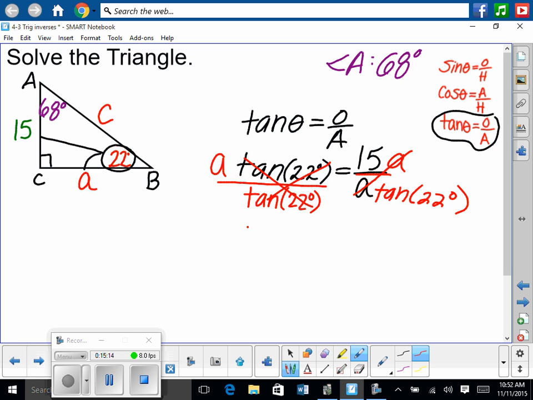Okay. So A is equal to 15 over tangent of 22 degrees. Type it in your calculator. You tell me what is it? 37.1. So side A, now write your sides as little variables. That's what sides are. So side A is 37.1.